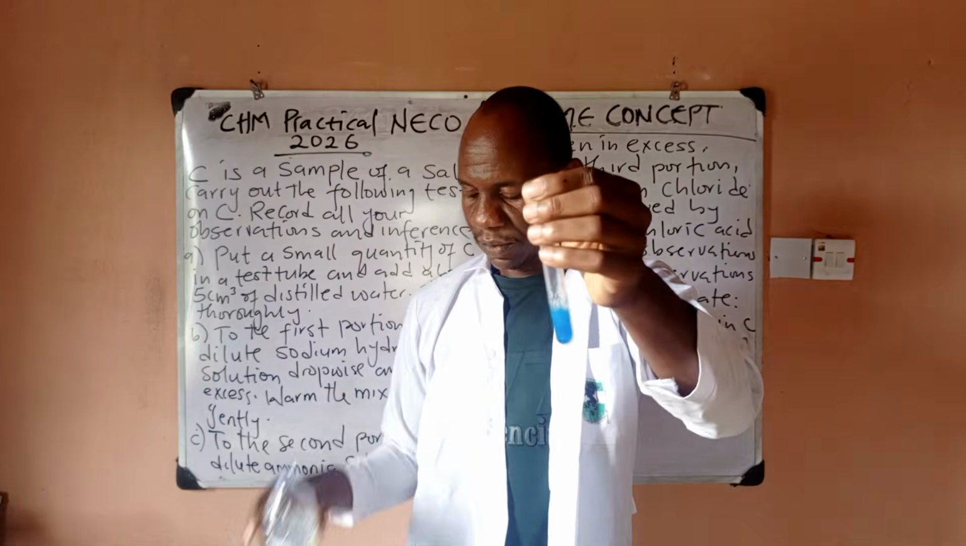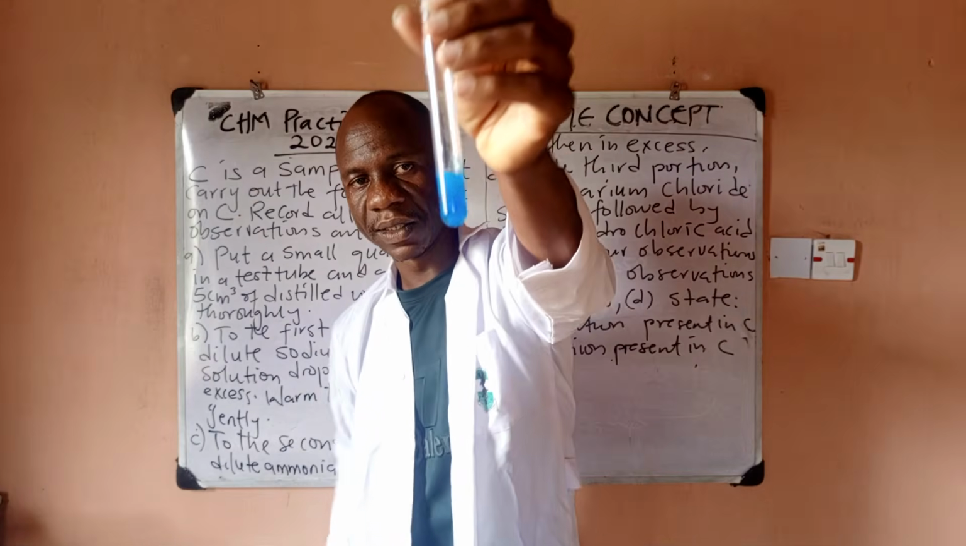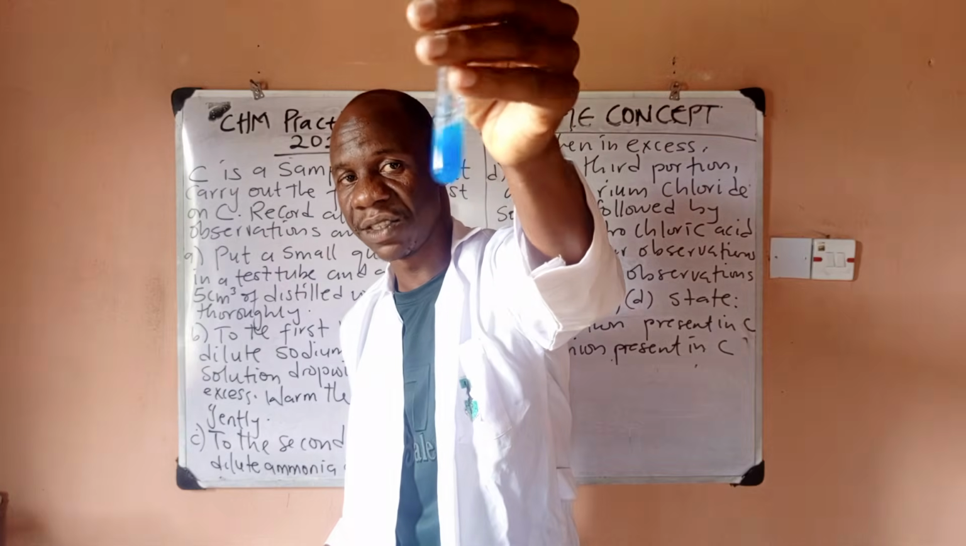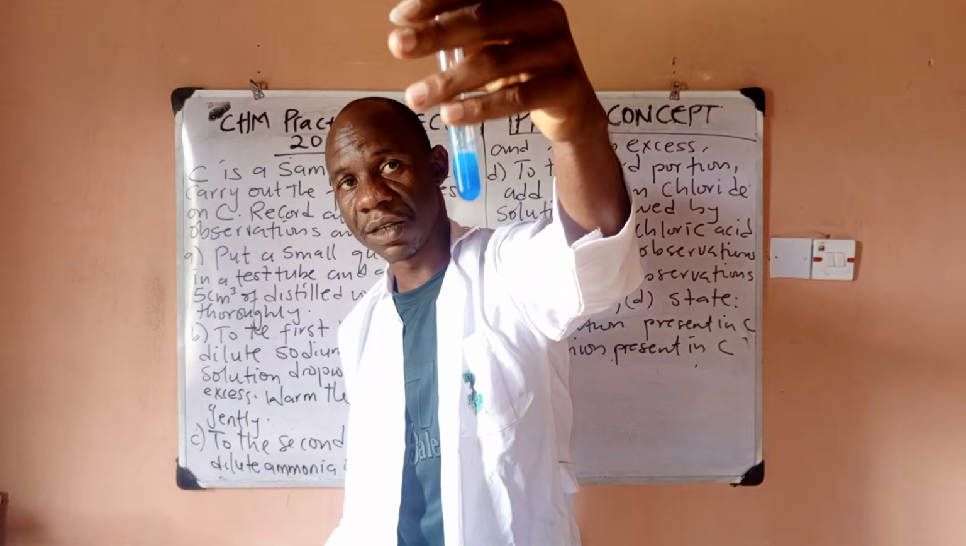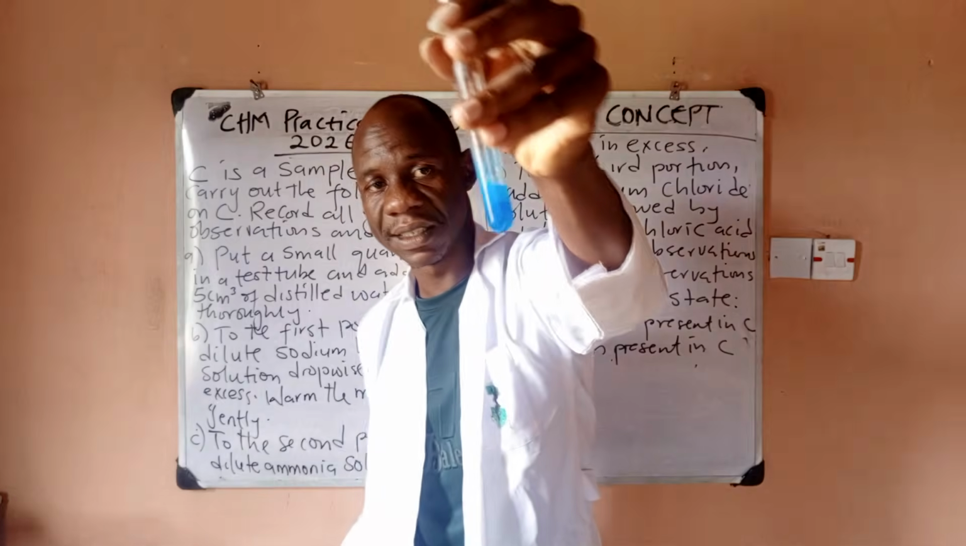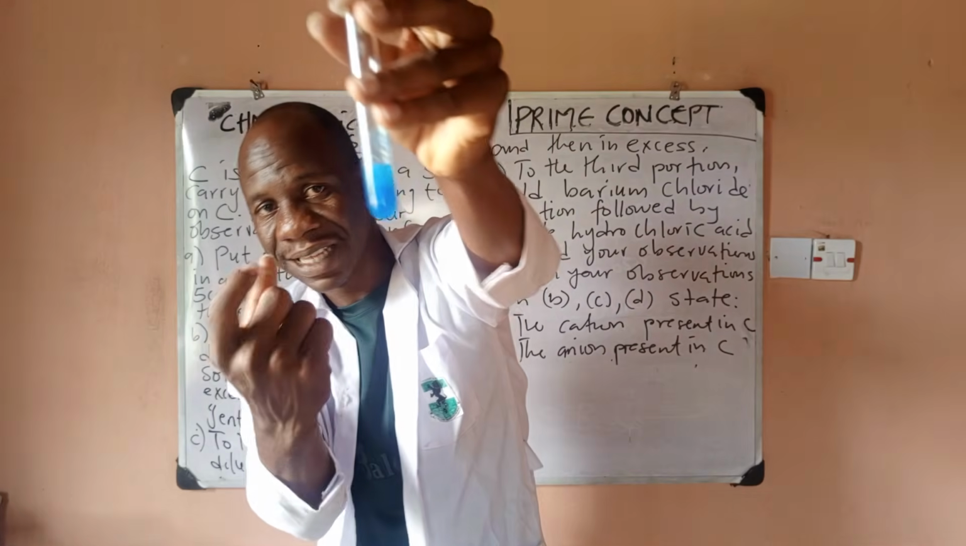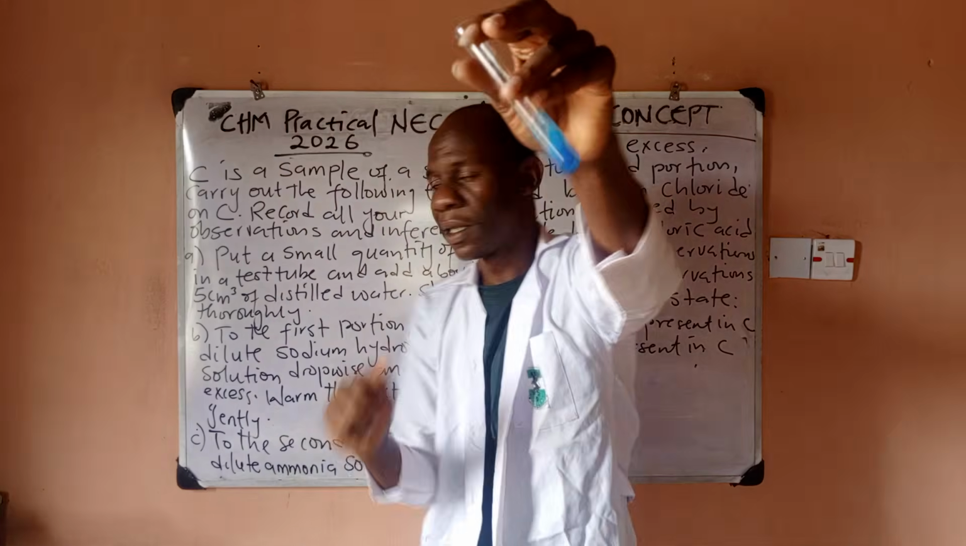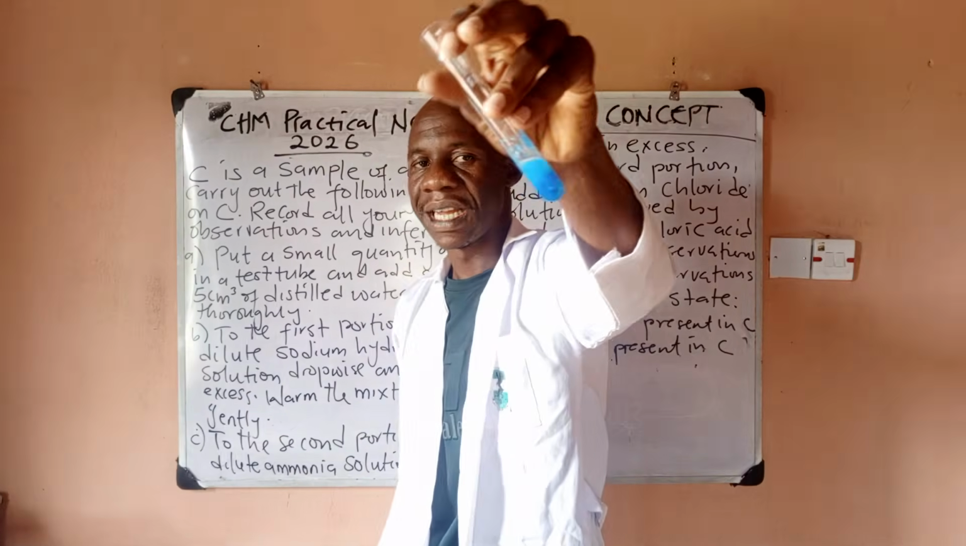So what did you observe? Now you would notice a blue gelatinous what? Precipitate formed. That is the observation. Blue gelatinous precipitate formed. You can see it. You can see the thickness of that blue. It looks as if it's clotted. So that is what you call blue gelatinous precipitate.